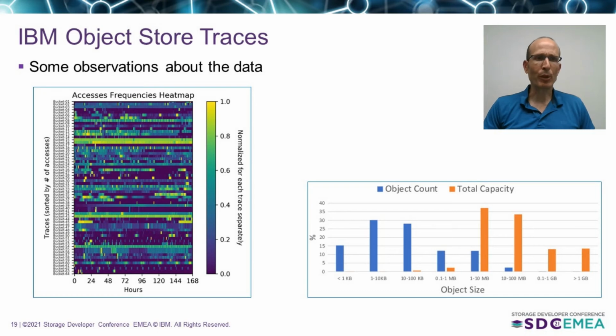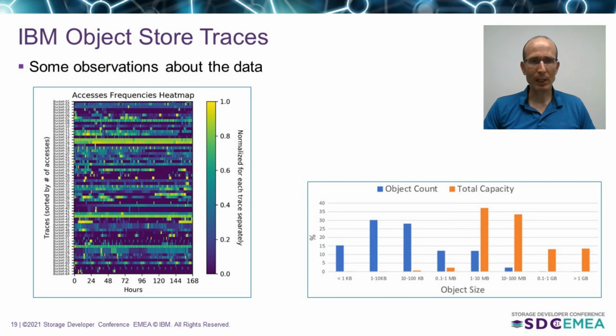Some observations about the data. In terms of access frequencies, what we see is that the traces are all over the map. Some traces are completely random in terms of their access frequencies. Other traces show very, very well identifiable patterns. For example, an access every few minutes, every few hours, every few days. And it's basically all over the map.